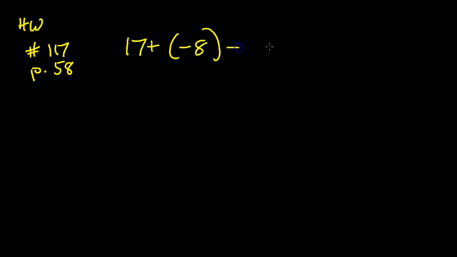Homework. This is number 117 on page 58. 17 plus minus 8 minus positive 14. All right, really this positive sign here is somewhat redundant, but we'll leave it there. I believe this is how the author wrote it. Let me make it a little more clear.